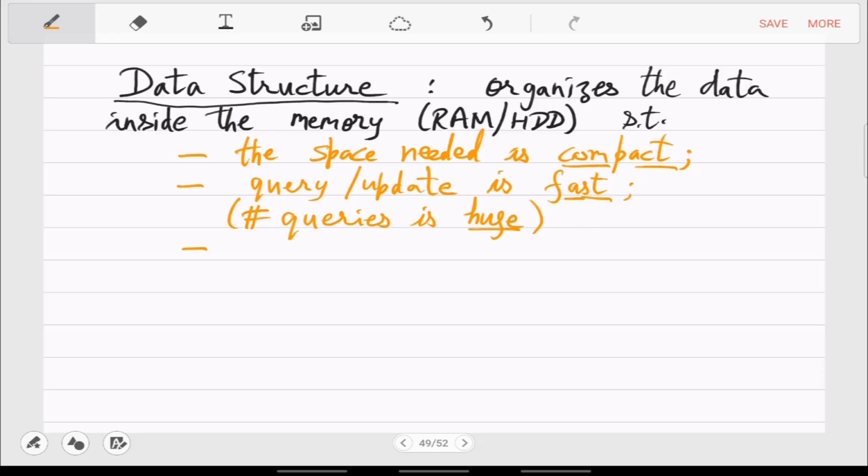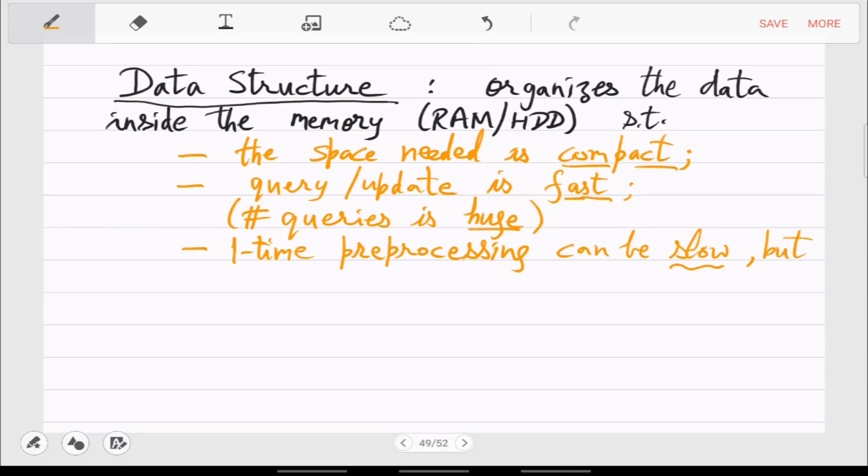And there is an investment in this. So the one-time computation, or pre-processing, which we call, can be slow. But not too slow. This one-time pre-processing is usually needed in data structures, as you will realize in the examples.